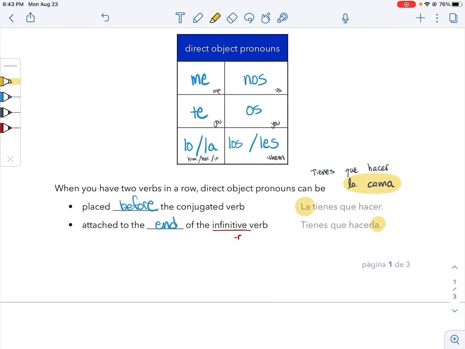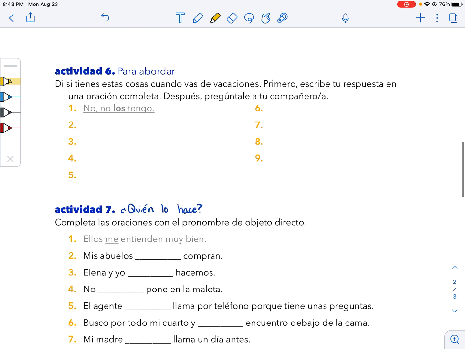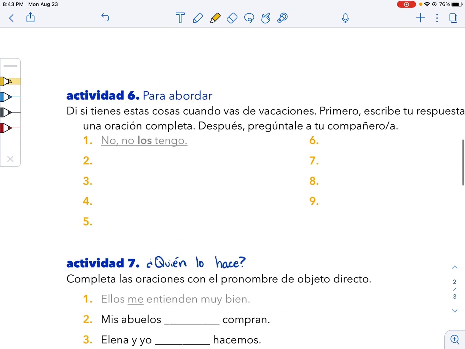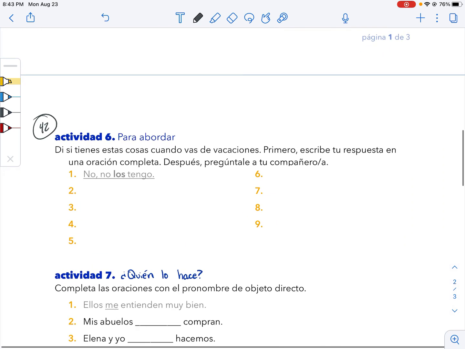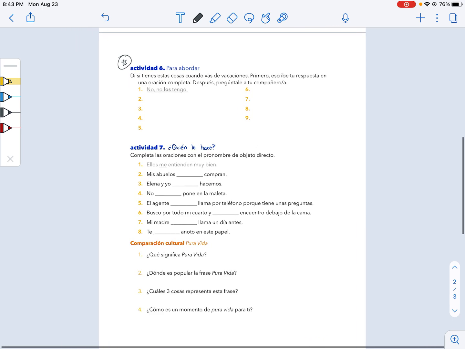Cool. All right, let's do some activities. Let's go ahead and open up your book to, what are we on? Page 42. These activities start on page 42 now. And try to do these activities. I will be here to check on you when you're done.